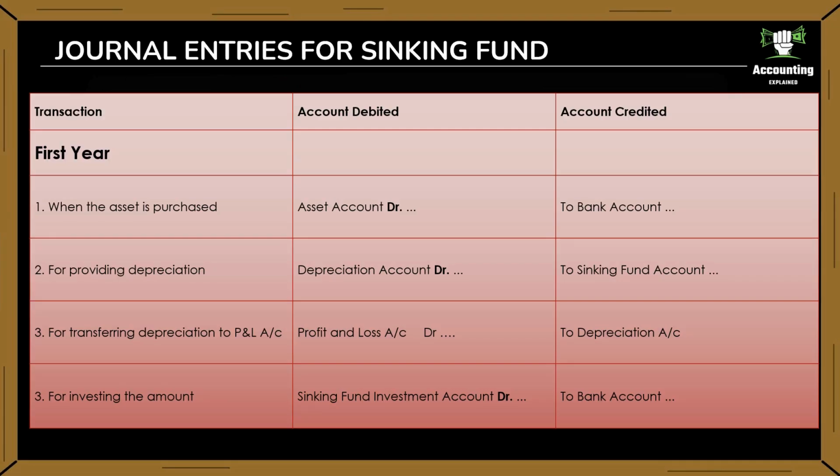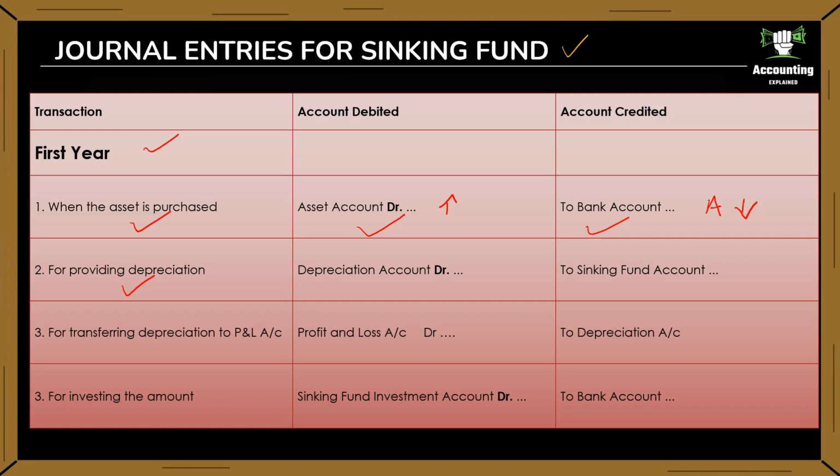What are the journal entries to be passed for sinking fund? First, we are going to see the first year. In the first year, you are going to buy the asset, right? When the asset is purchased, asset account debit to bank account. Here, asset value is going to be increased. That is why you are going to debit it. Bank account is also an asset. Here, the asset value is going to be decreased. That is why the bank account is credited.